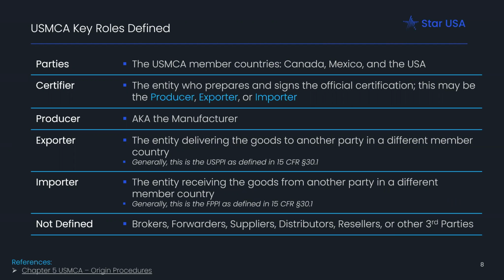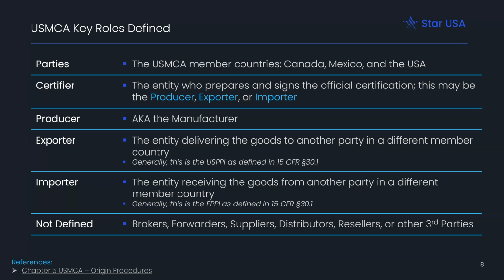For the actual transactions and for the certifications, they have the roles of certifier, producer, exporter, and importer. And the certifier is identified as the entity who prepares and signs the official certification. And this is going to be either the producer, the exporter, or the importer. Producer is also known as the manufacturer. Exporter is going to be the entity delivering the goods to another party in a different member country. And generally, this will correlate with the US PPI that's defined in the export regulations, the foreign trade regulations under 15 CFR 30.1. Importer, by contrast, is the entity receiving the goods from another party in a different member country. And generally, this is going to be the FPPI defined in the foreign trade regulations.